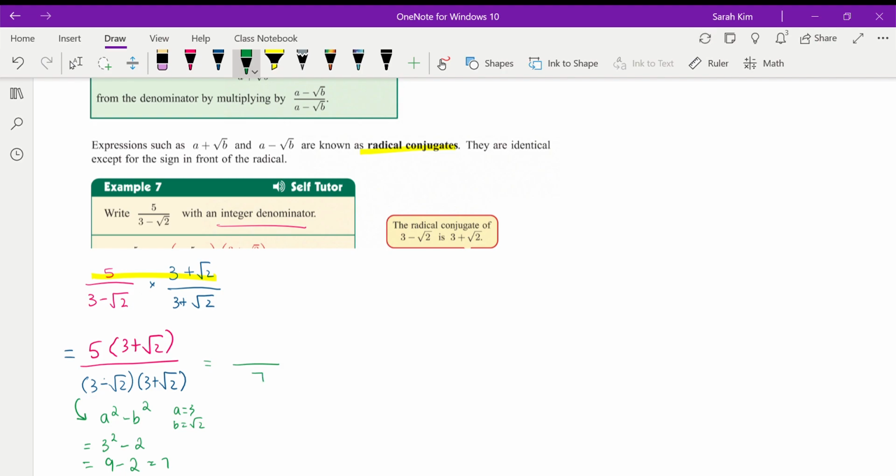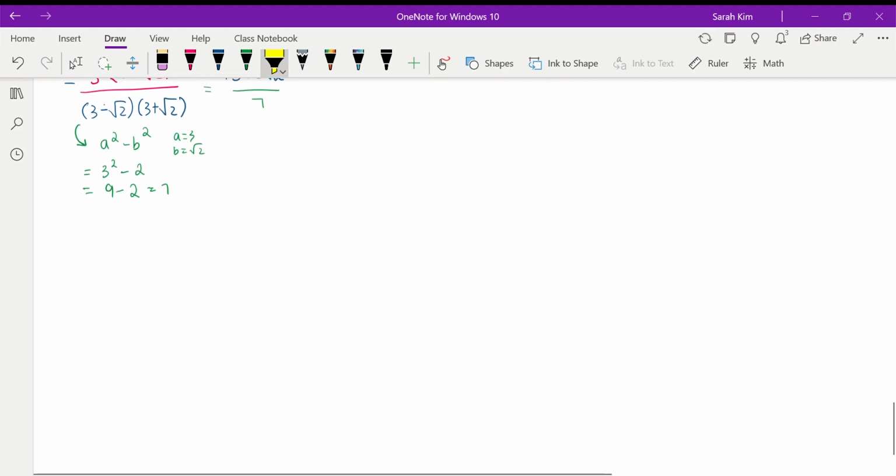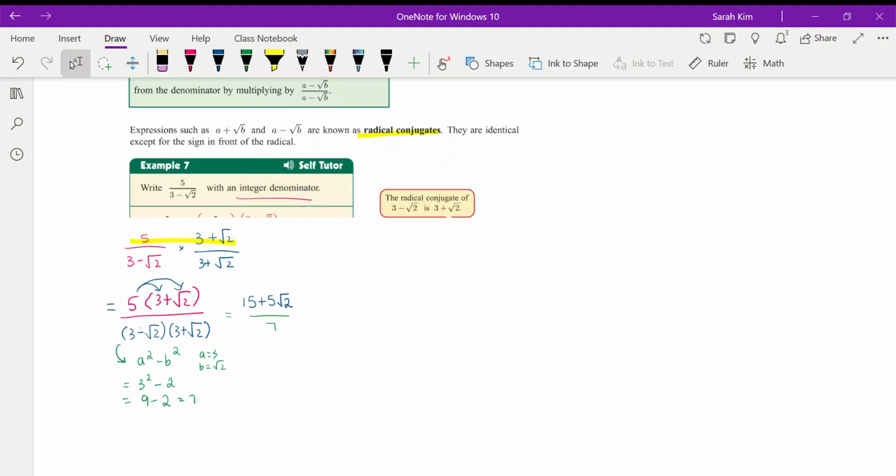I can figure that out myself. And the numerator, I can expand it out, so 15, and then positive 5 square root 2. So that's my answer. And my denominator, there's no surd anymore, so I'm happy with that. And that's it. You should be able to do more questions.